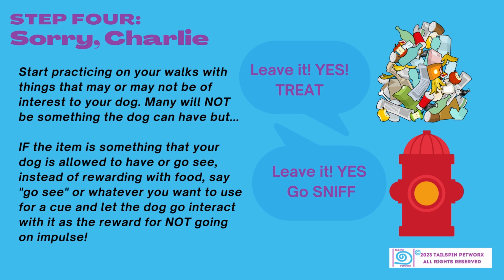Start practicing on your walks with things that may or may not be of interest to your dog. Many will not be something the dog can have, but if the item is something that your dog is allowed to have or go see, instead of rewarding with food, say go see, or whatever you want to use as a cue, and let the dog go interact with it as the reward for not going on impulse.